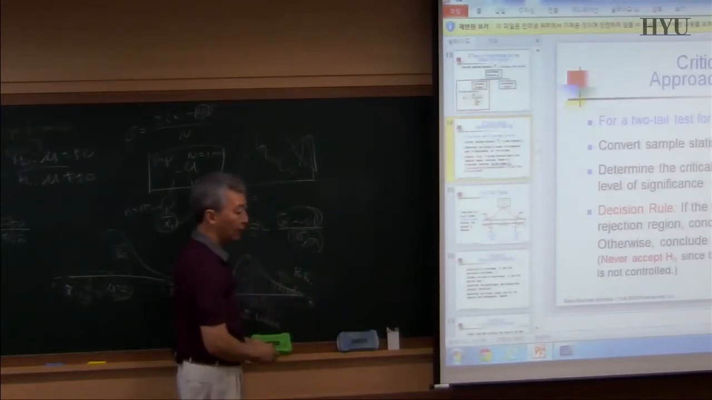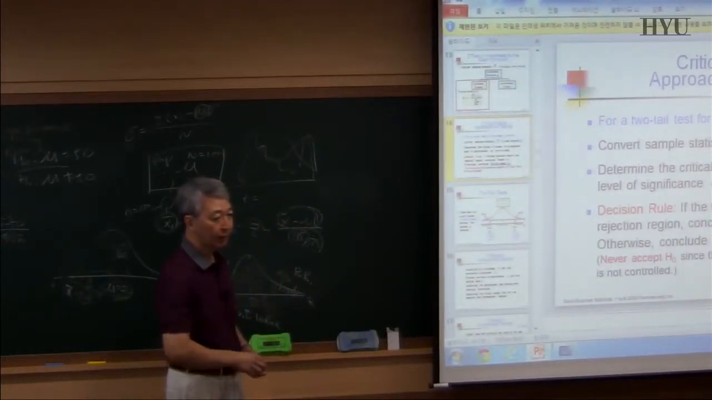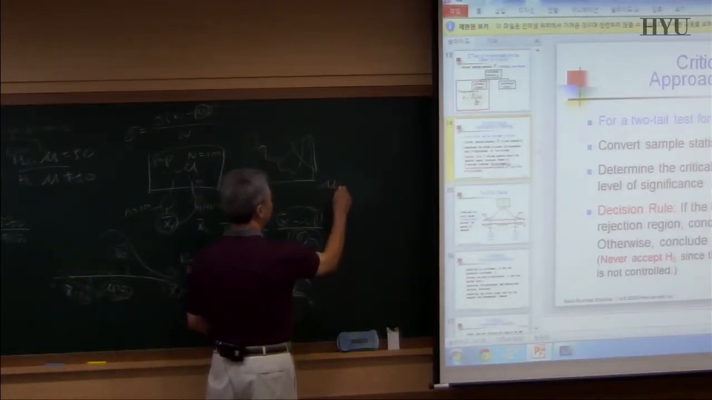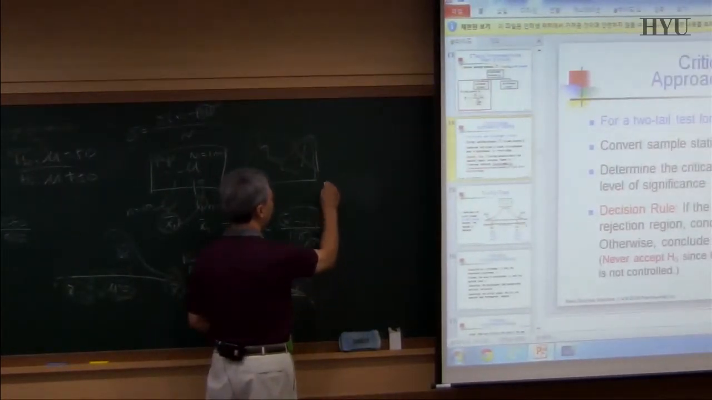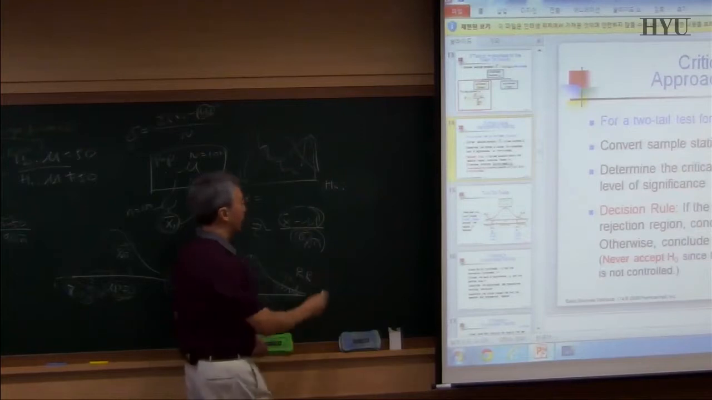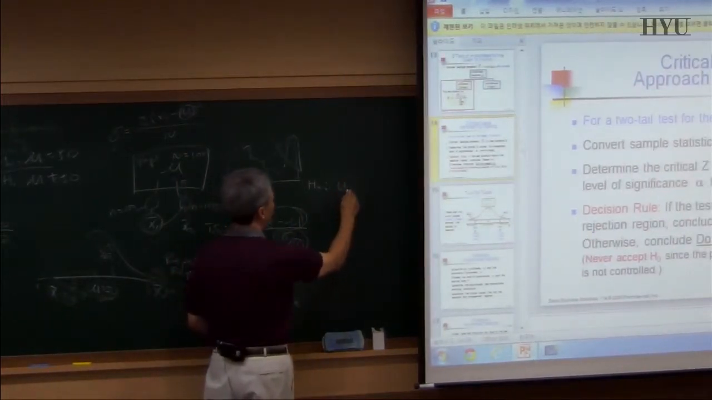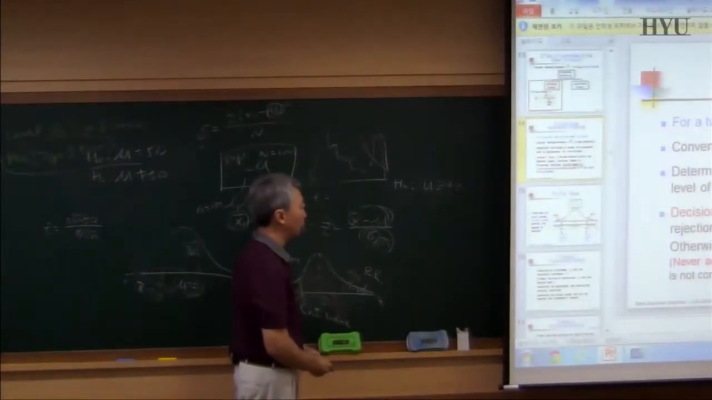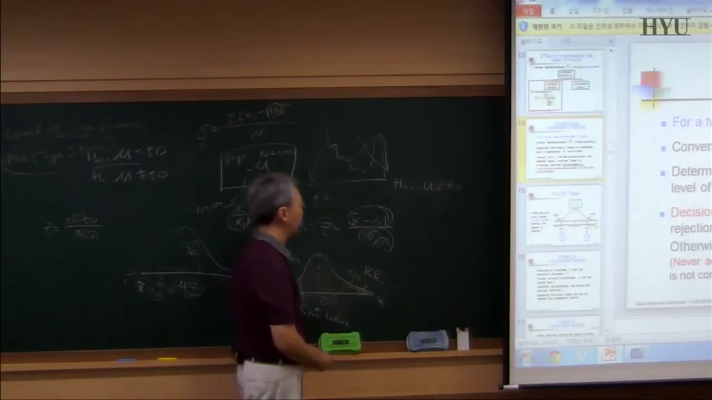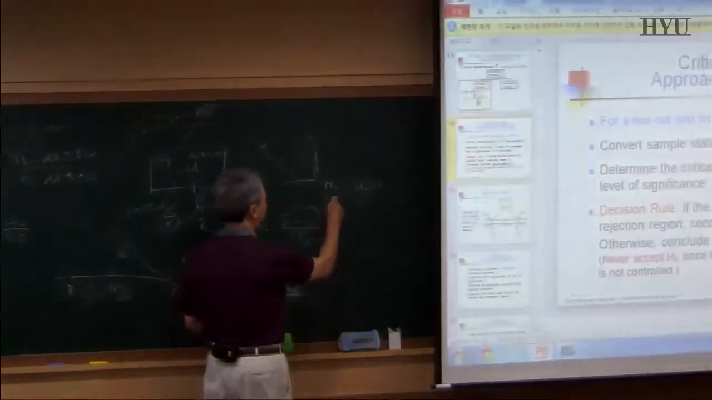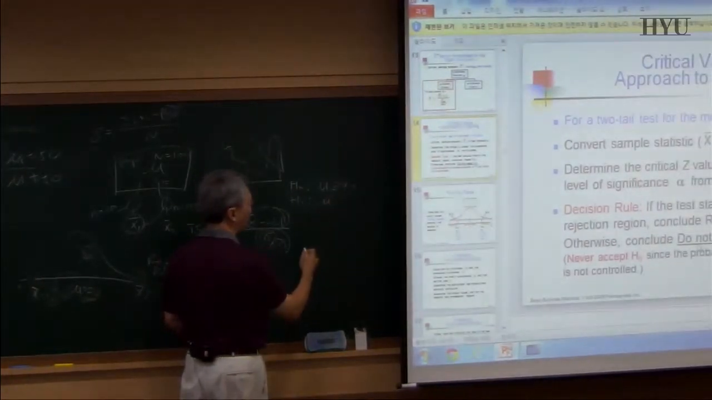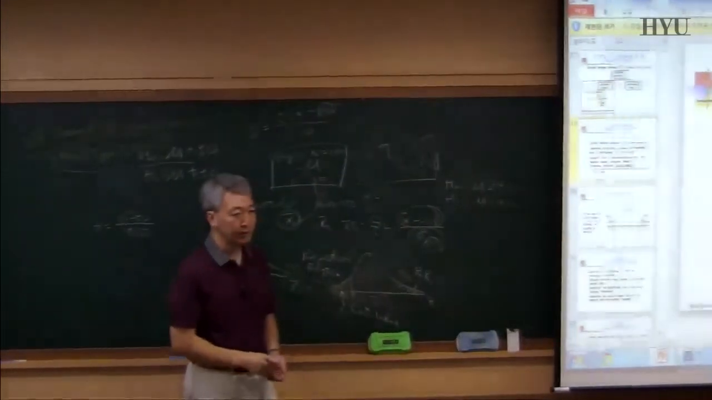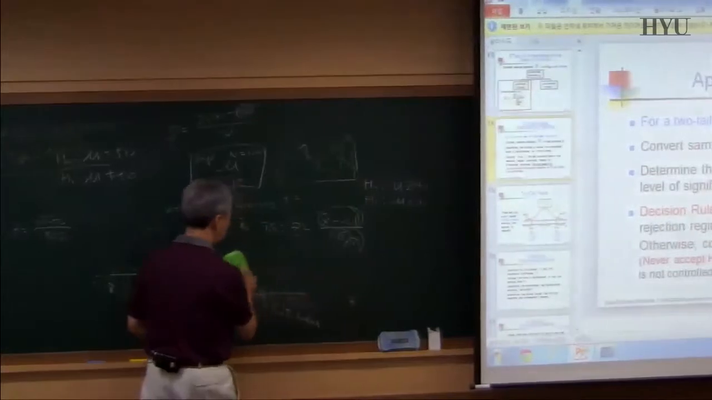I think last class I used the Hyundai Kia gas mileage example. There, Hyundai and Kia claimed that their average gas mileage is at least 40 miles per gallon, okay? But the researchers at the EPA, the Environmental Protection Agency, claimed that actual gas mileage was less than 40. So this is the one-tailed test, because we're talking about only one side, right?